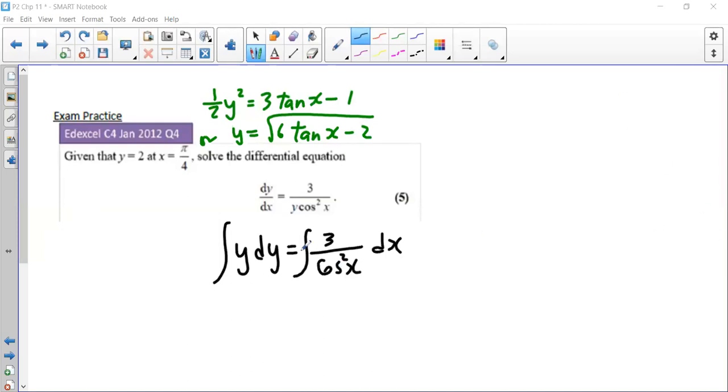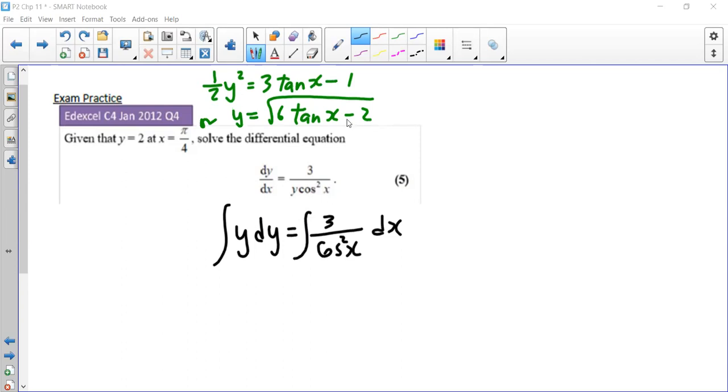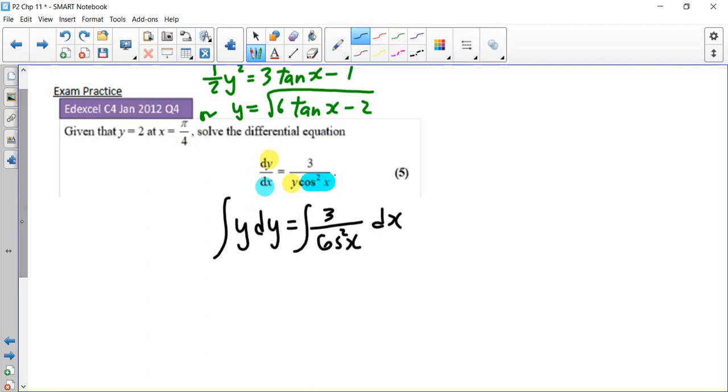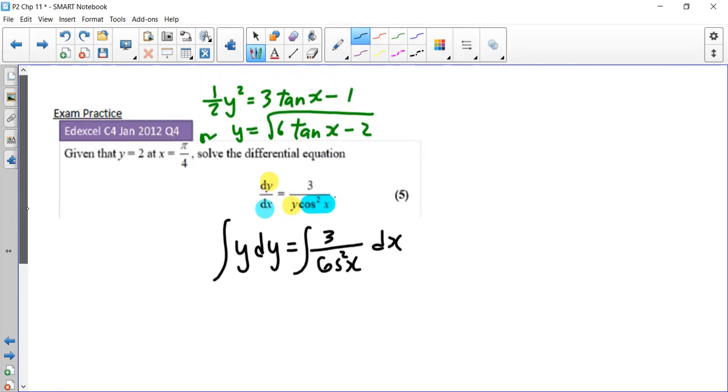So here's the answer for separation. First of all, the dy will stay on the left side, and the y will stay on the left side. The dx on the right and cos squared x on the right. The 3 can just stay. Why do you want to move if you don't have to move, right? So, yep, 3 over cos squared. So that's how you separate variables.